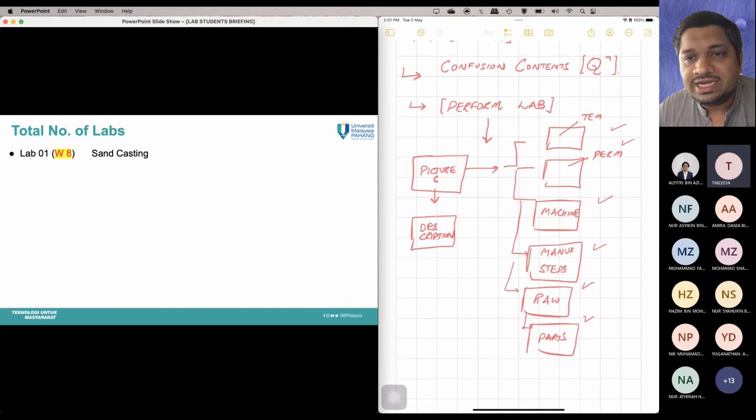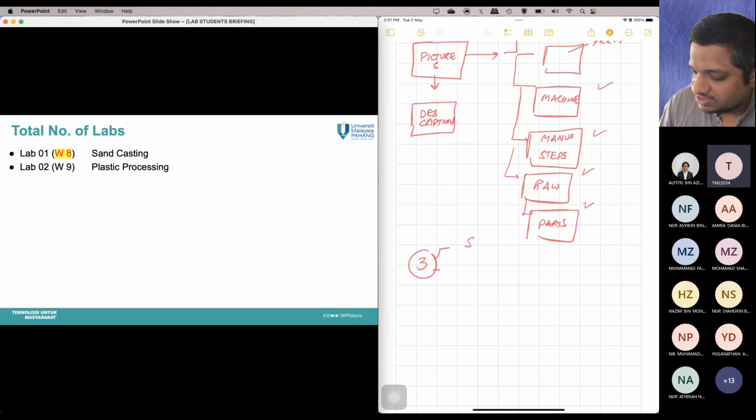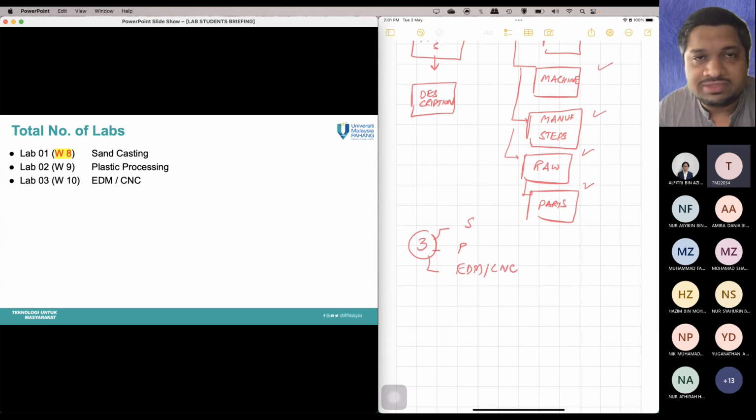So we have got three labs. For our course, we've got three labs. One is sand casting, one is plastic injection molding, and number three is electric discharge machining or CNC, and this will be decided by the lab in charge.